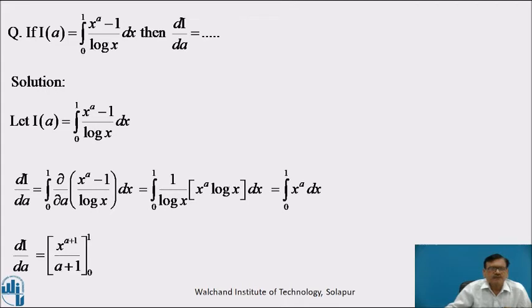Therefore, dI by da equals the integral of x raised to a plus 1 upon a plus 1, with the limits 0 to 1. Putting the upper limit, you get 1 upon a plus 1, and for the lower limit we get 0, that is 1 upon a plus 1.